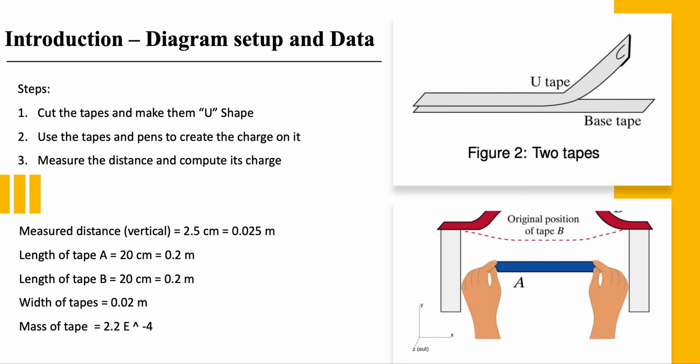The measured distance vertically between both of my tapes was 2.5 centimeters or 0.025 meters, and the length of my tape was 20 centimeters for both, tape A and tape B.